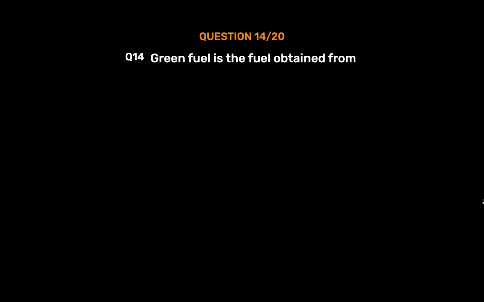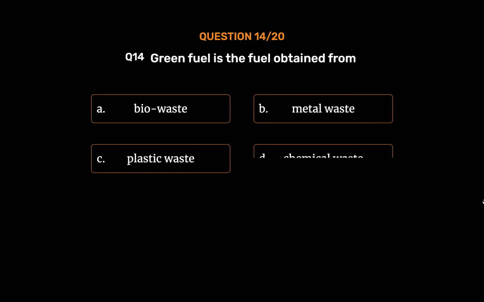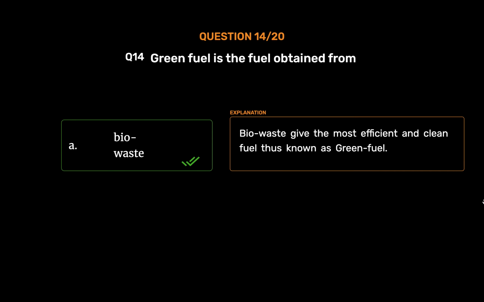Question number 14. Green fuel is the fuel obtained from option A. Bio-waste. Option B. Metal waste. Option C. Plastic waste. Option D. Chemical waste. The correct answer is option A. Bio-waste. Bio-waste gives the most efficient and clean fuel, thus known as green fuel.